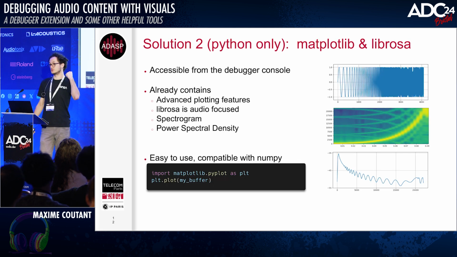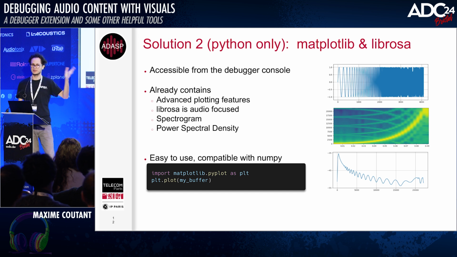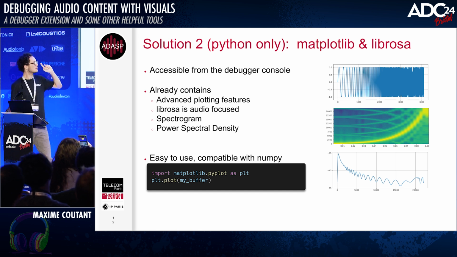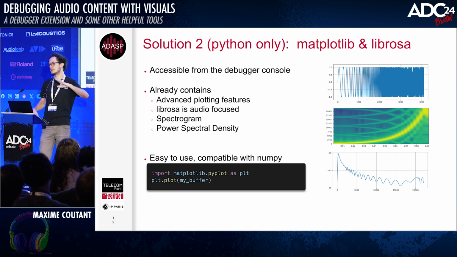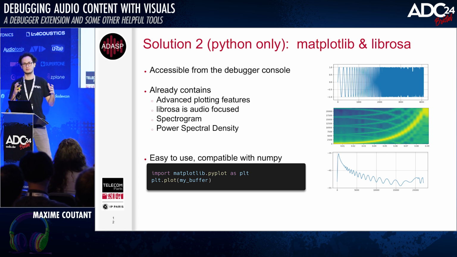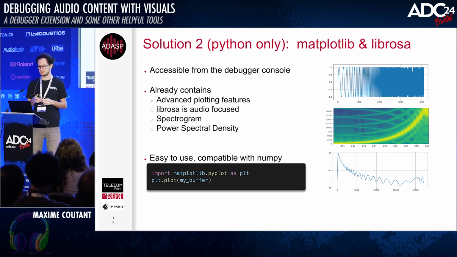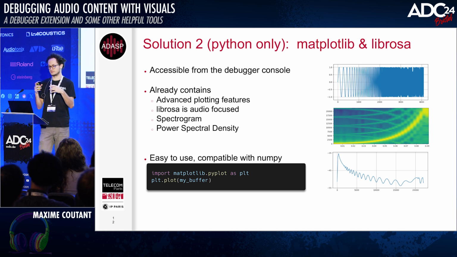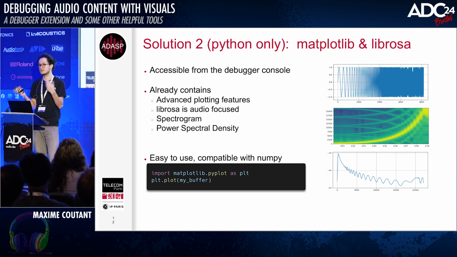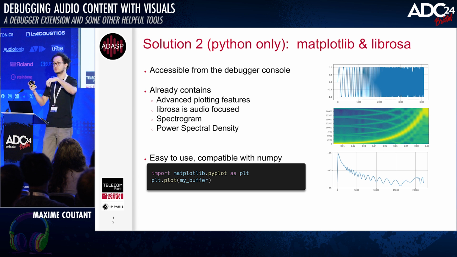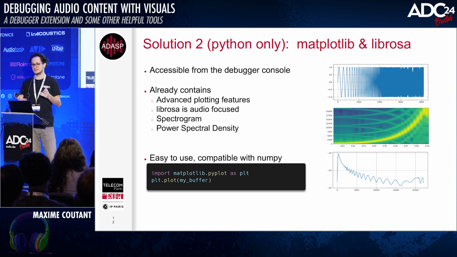Okay, so solution 2, and this one is for Python only, but it will get useful later. So Matplotlib and librosa. These are two big major libraries. Matplotlib is a plotting library, and librosa is an audio processing library with a bit of plotting in it. And for those who don't know, when debugging Python, with most Python debuggers, you have access at debug time to the Python interpreter itself. So you don't need to instrument your code. You can run code as it was in your program, but you don't need to add it. So you could simply type import matplotlib.pyplot.